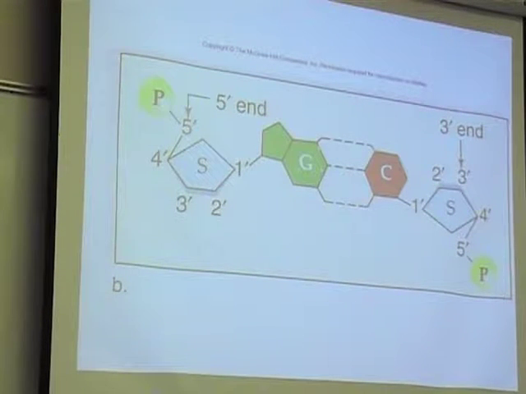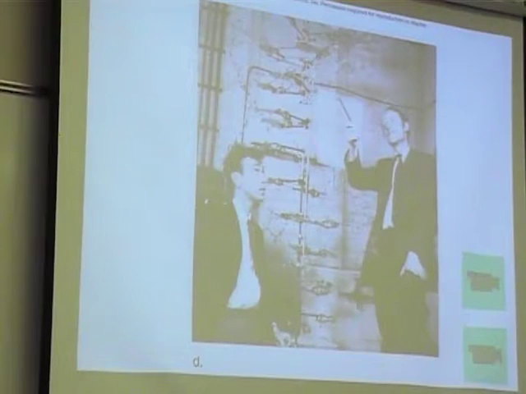There it shows how they bond there. Those are the three hydrogen bonds between G and C. There's Watson and Crick.